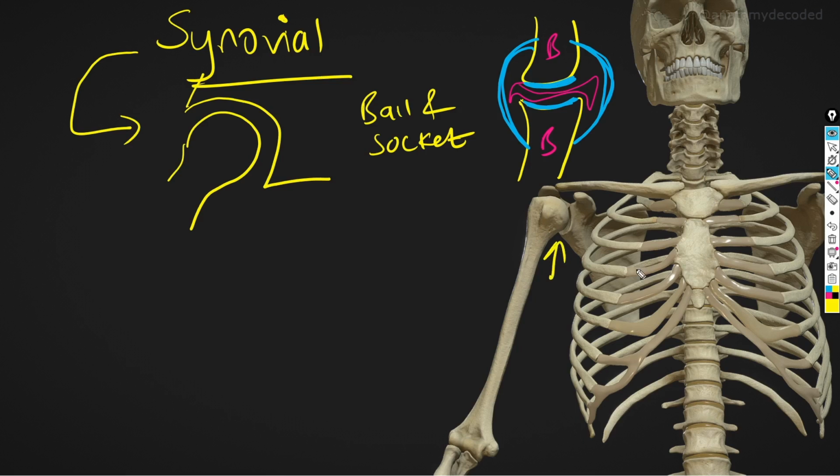Yes, one we can see here. The head of the humerus is forming the ball component. The socket is formed by the scapula. The scapula has one cavity called the glenoid cavity that forms the socket. So ball and socket examples are the shoulder joint, and similarly in the lower limb there is the hip joint.